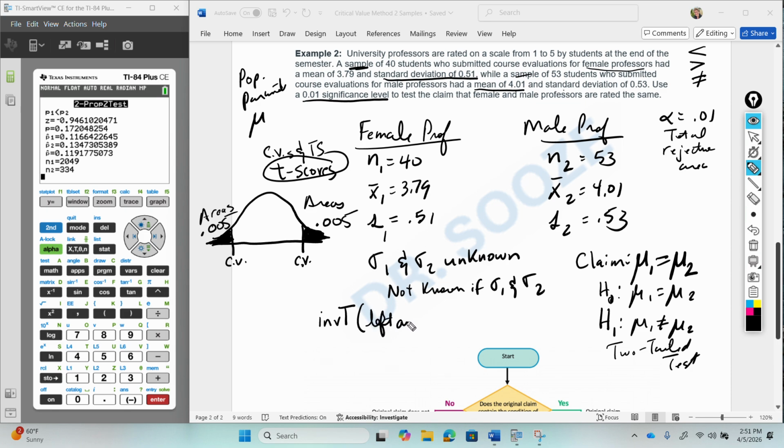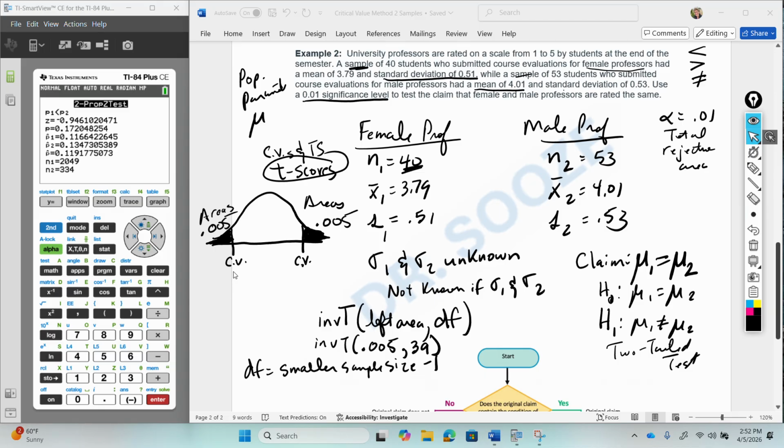And I must tell it the left area, and then I have to get degrees of freedom. Now, when you have 2 samples, then the degrees of freedom is going to be the smaller sample size minus 1. So my left area here is going to be 0.005, and my smaller sample size is 40, and 40 minus 1 is 39. So that's what I'm going to put into my calculator to get this left critical value.